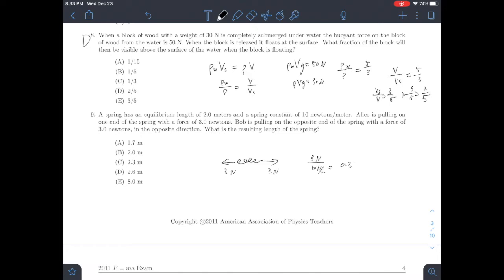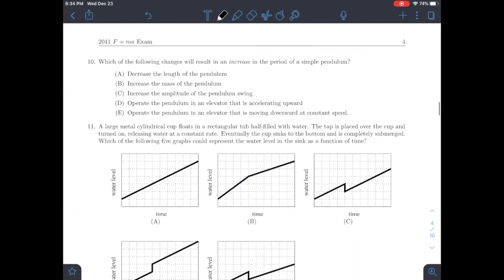So we just use 3 newtons divided by the spring constant, which is 0.3 meters, plus 2 meters original length, which is 2.3 meters, which is C.